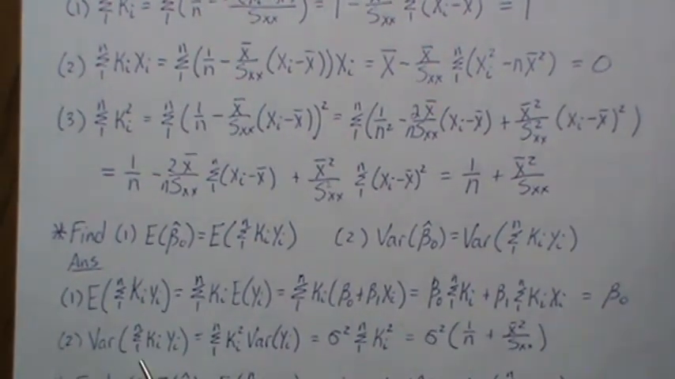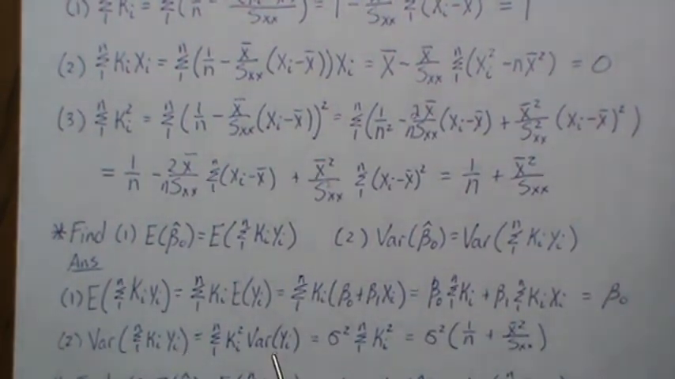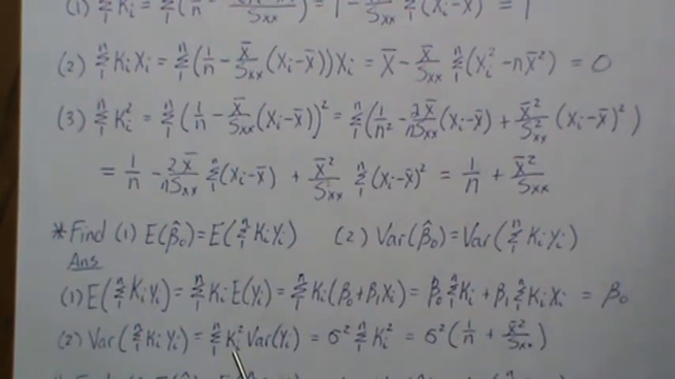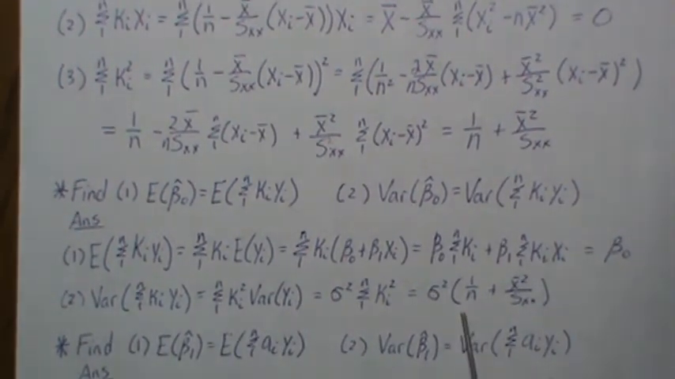Now the variance of this linear combination. Notice that the y_i's are independent. So when we take this variance, there's no covariance between the two. And we have to bring out the k_i squared. And the variance of y_i is sigma squared, so it comes out front because it's not indexed. The sum of k_i squared is this. Right? So this is the same as what we got before.